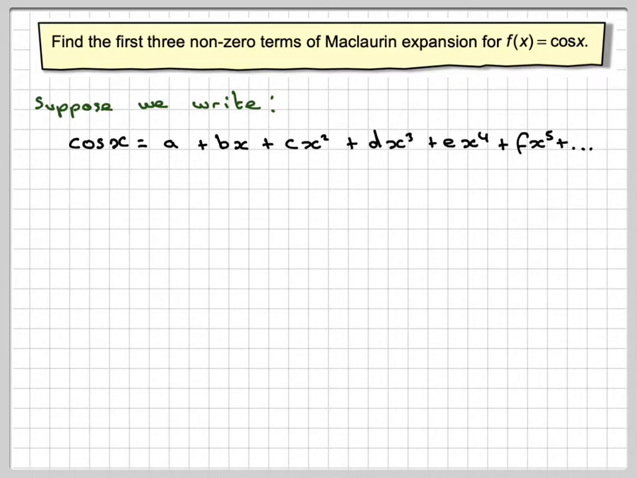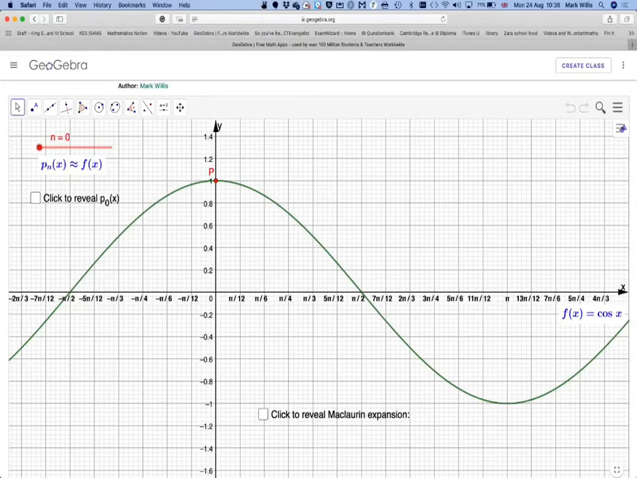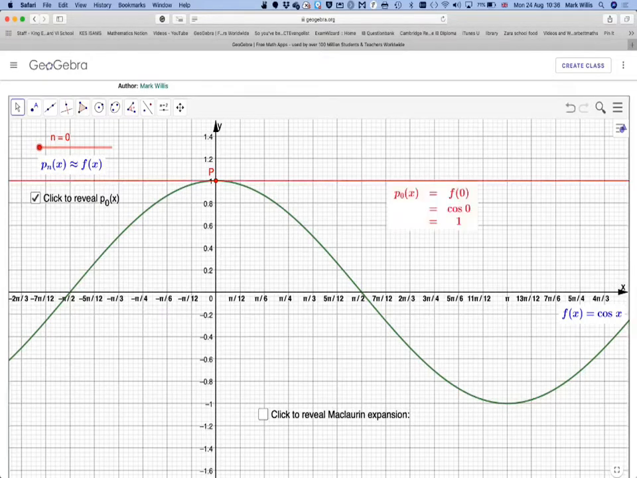To do this, I'm going to use this GeoGebra app, which I'll put the link to in the notes of the video. So here we have the graph of cos x. Here we have f of 0, which is actually equal to 1. If we work out f of 0, we get this line here, which is not a particularly good approximation. f of 0 is cos of 0, which is 1.